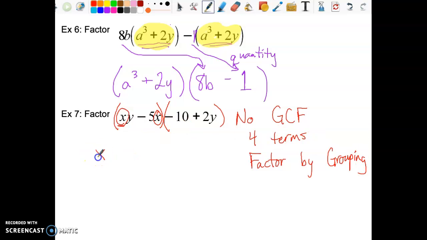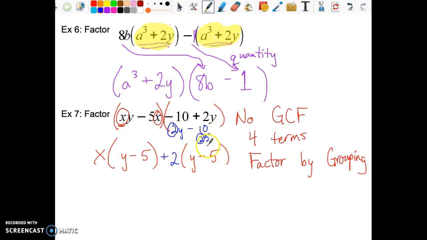And there's an x shared between the first 2 terms. I'm left with y minus 5. Now if you do this correctly, you should have exactly the same thing in the other set of parentheses. Well, we kind of have an issue right now because I want y before. And now I can look at that and say, oh, well 10 can be written as 2 times 5. And then I have a 2 shared between them. So I'll write the 2 in front, and I'm left with y minus 5.